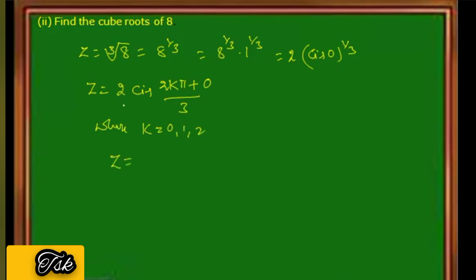So for k equal to 0, the first root is 2 cis 0. For k equal to 1, there is 2 cis(2π/3). And k equal to 2, this becomes 2 cis(4π/3). These are the cube roots of 8.